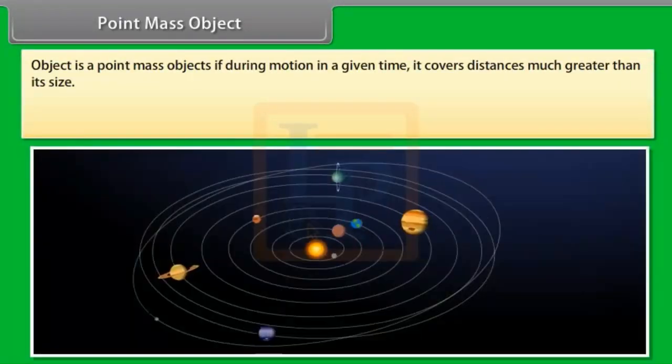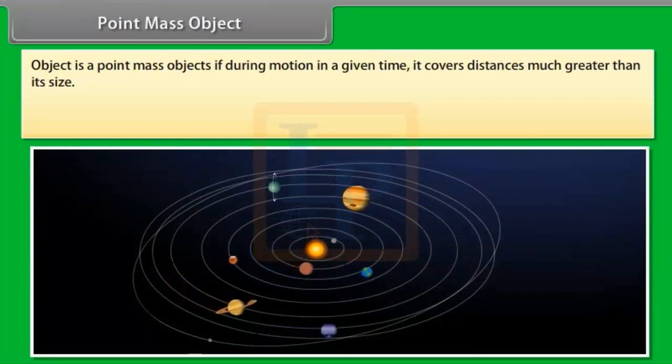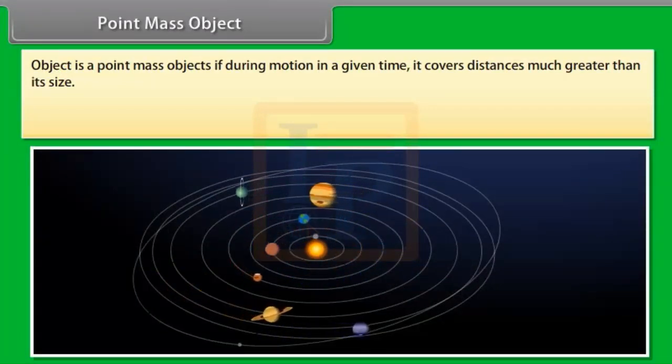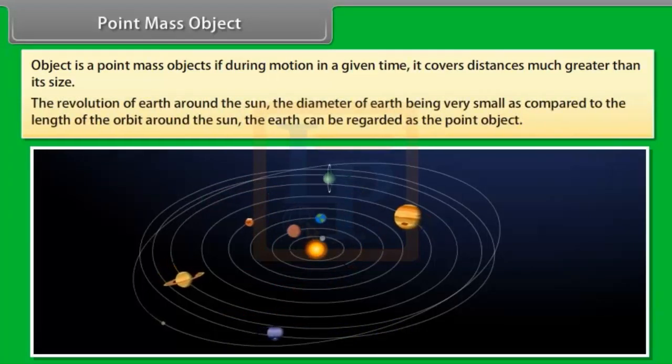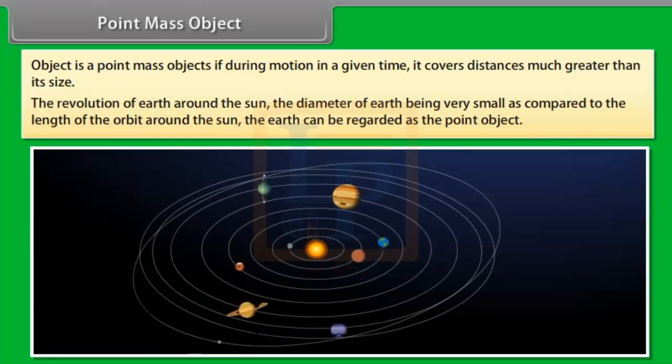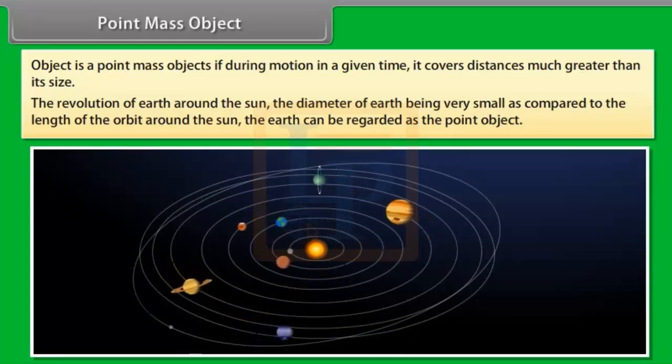Point mass object. An object is a point mass object if during motion in a given time it covers distances much greater than its size. Example: in the revolution of Earth around the Sun, the diameter of Earth being very small as compared to the length of the orbit around the Sun, the Earth can be regarded as a point object.